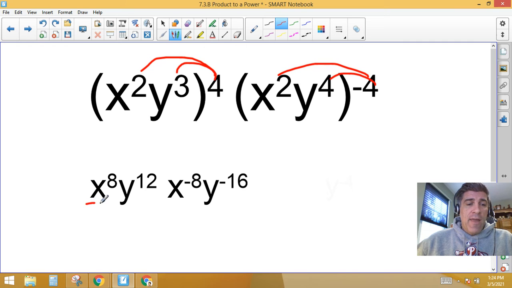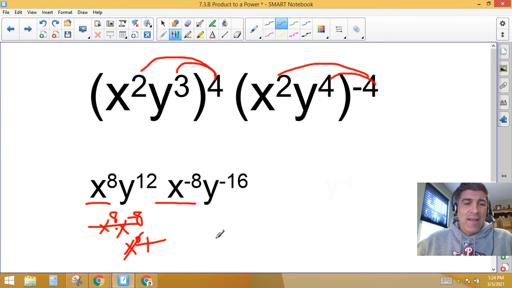But look, I have the same base, x to the 8th, x to the negative 8th. I can rearrange them and put them next to each other if it's helpful. And if they're next to each other, I'm multiplying. What do I do with exponents when I multiply? We add them. Oh, look, 8 plus negative 8, they cancel out. That gives me x to the 0, which is just 1. So that just goes away. My x's actually cancel each other out in this case.